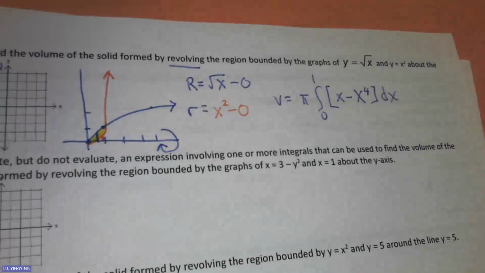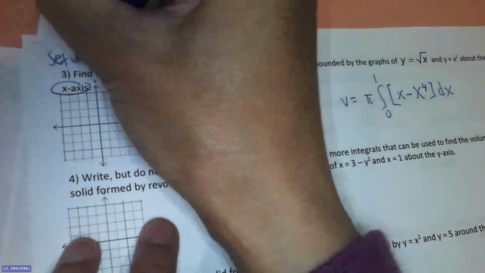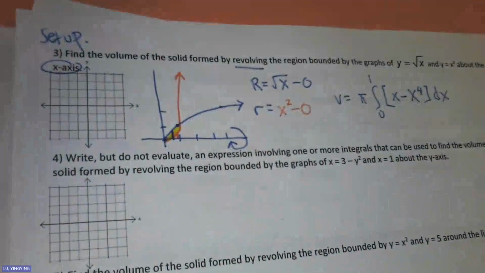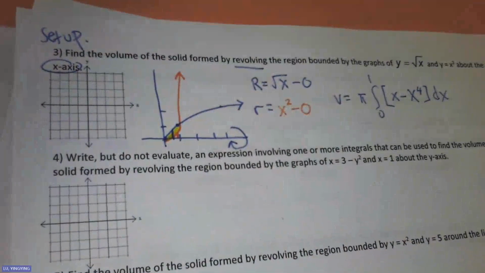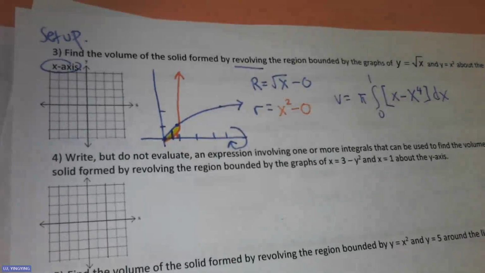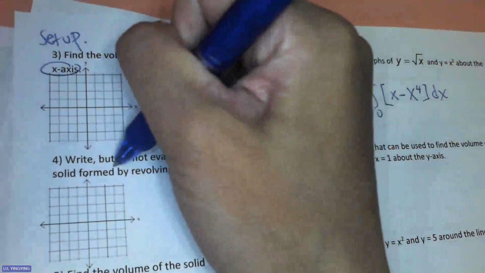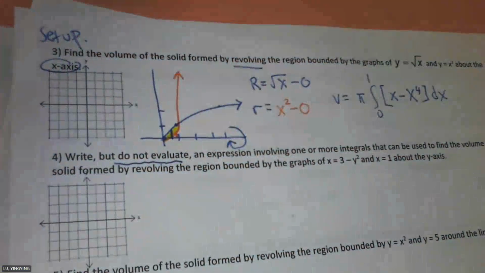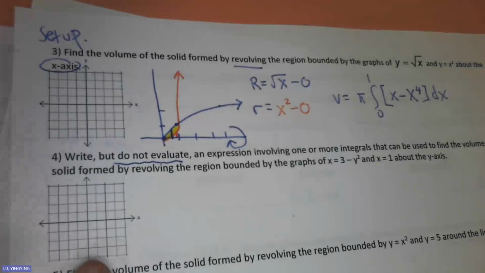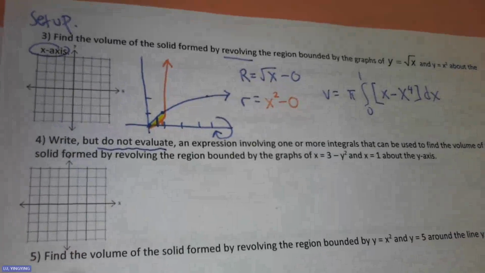That's pretty much it. We're going to just set up for the next 4 questions. I'm going to let you try one yourself later. Now, we're going to try one more, and then you can try number 5. For number 4, it says write but do not evaluate, which means we don't care about the answer. We just want to set up the integral.